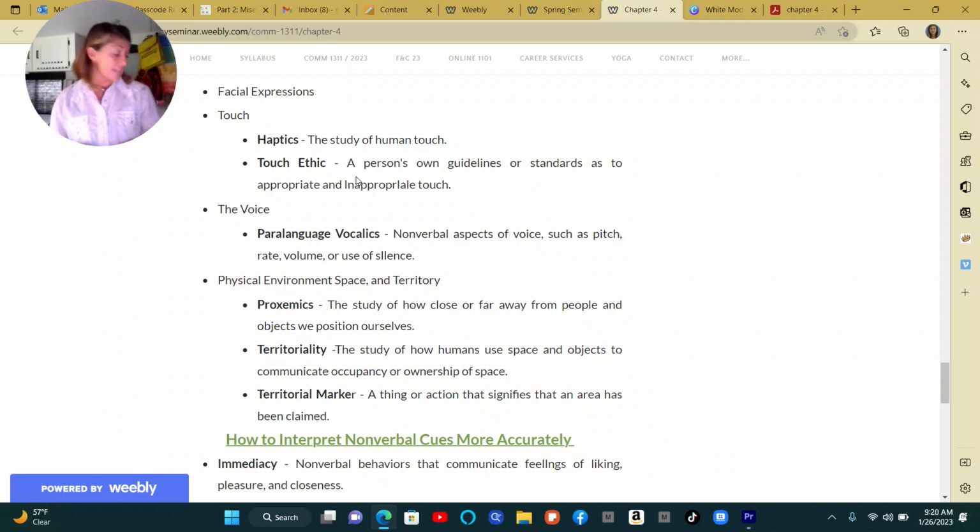Physical environment, space, and territory. There's proxemics, which is the study of how close or far away people are, like proximity.